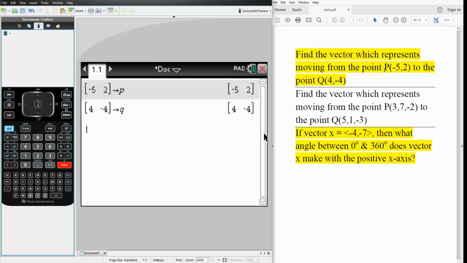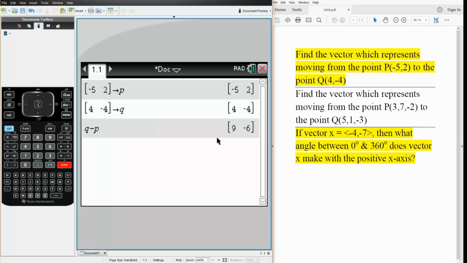So we define P, and we define Q. In order to get the vector that moves from point P to Q, we say Q minus P. So Q minus P, and this is the answer.